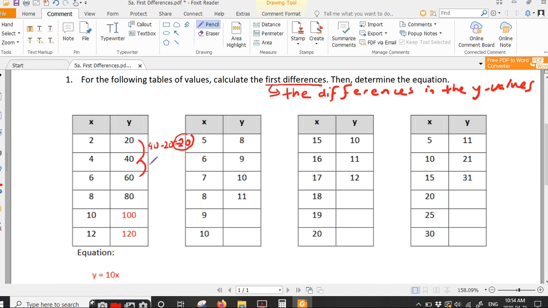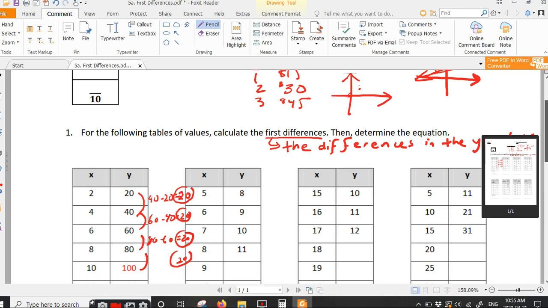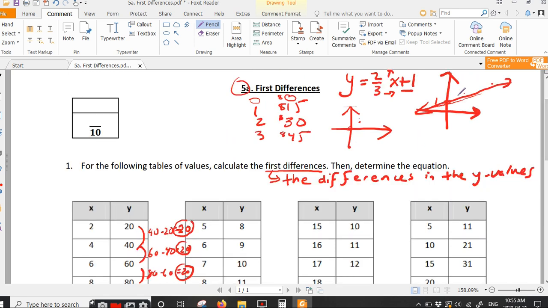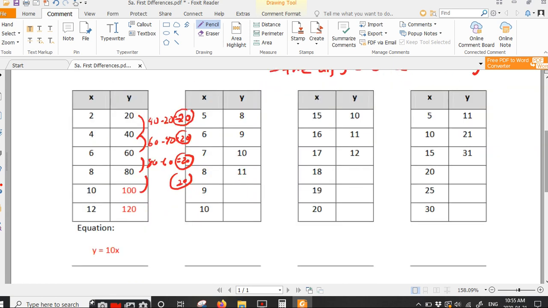Now let's check again. Some of you are thinking that's pretty obvious, but 60 minus 40, that's plus 20. 80 minus 60, that's plus 20. 100 minus 80, again, plus 20. So, it's fair to say that if this is going up by 2 over 3, 2 over 3, that is our slope. If this is going up by $15 every time, that is our slope. Since this is going up by 20 every time, then we can say this is our slope.